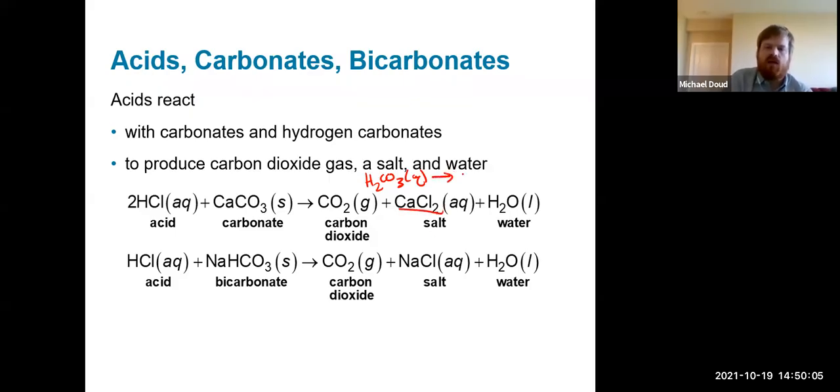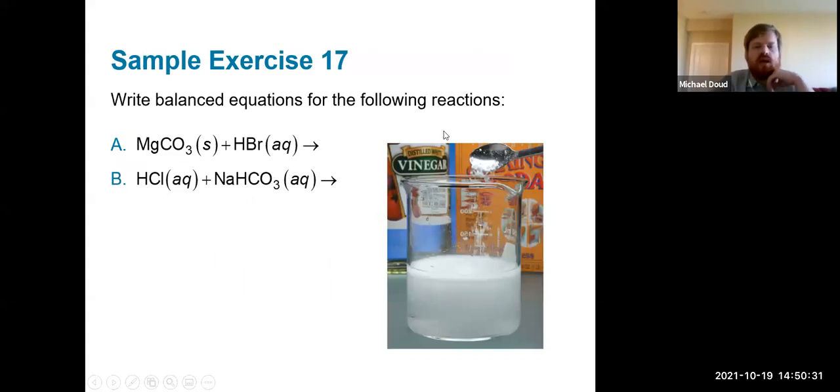Now the thing is, carbonic acid decomposes. So this actually goes away and leaves us with water and CO2 as a gas. So this is a tricky one to recognize, but once you see the carbonic acid, you know that that's going to decompose into water and carbon dioxide. Okay, so let's go ahead and do a different example here. So again, this is like the double displacement reactions from the previous chapter. Let's go ahead and do B together first.